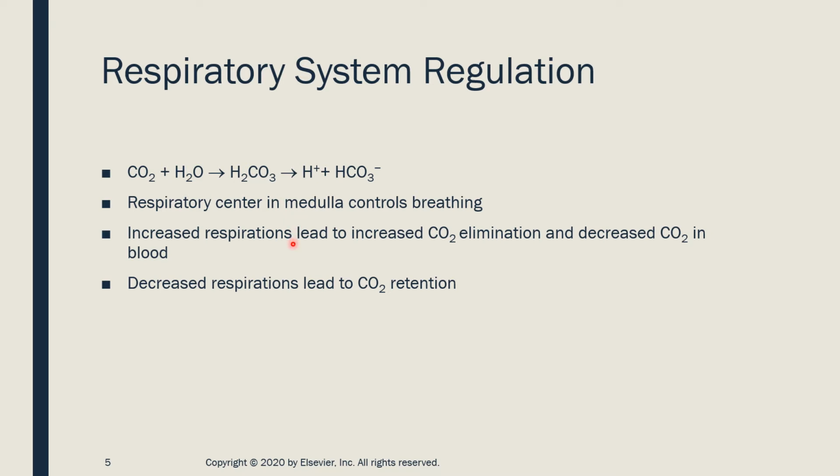Now, as you can see here, increased respirations lead to increased CO2 elimination. So when you see a patient hyperventilating, that means the patient is blowing off too much CO2 into the external environment. But if your patient has shallow breathing, then the CO2 stays in the lungs. And of course, we check the CO2 level in the blood via ABG. We can use the radial artery or brachial artery, as long as it's an artery.